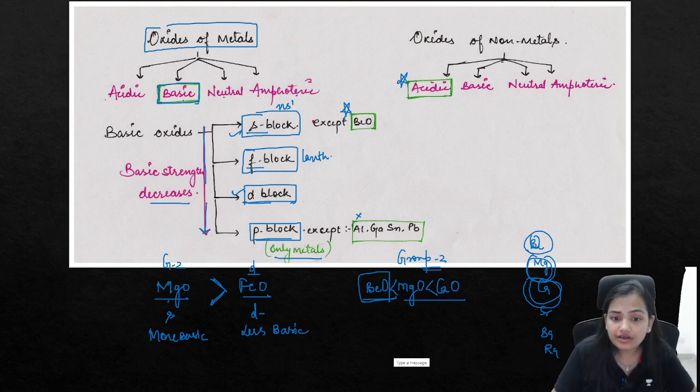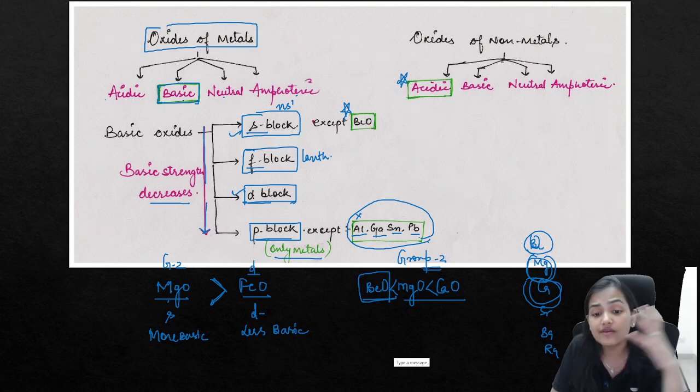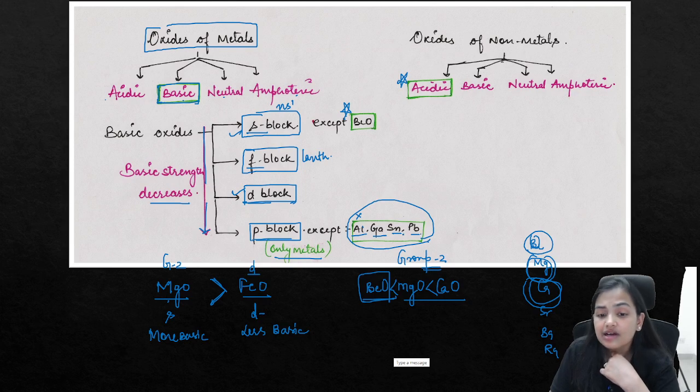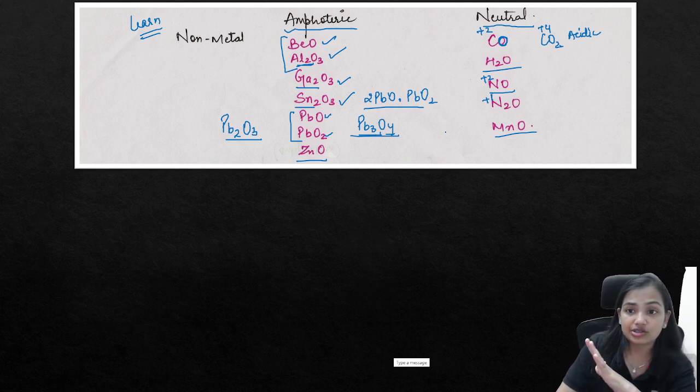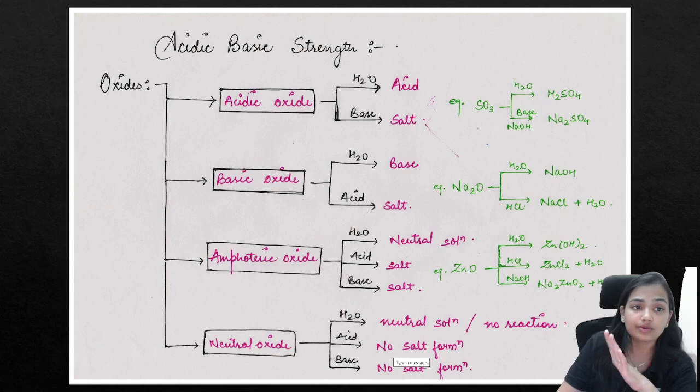Okay, now here you can see why I have written except, because aluminium, gallium, tin and lead all form amphoteric oxides. So they are not basic in nature, they are usually amphoteric in nature. Okay, have you seen Al2O3, Ga2O3, SnO and PbO and PbO2? This is the way. So the non-metals are also acidic in nature, and these are the few oxides which are quite neutral. This is what we need to know.